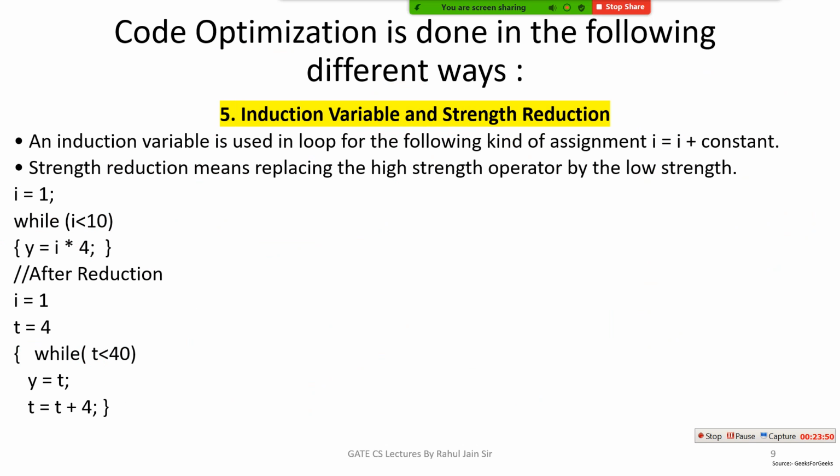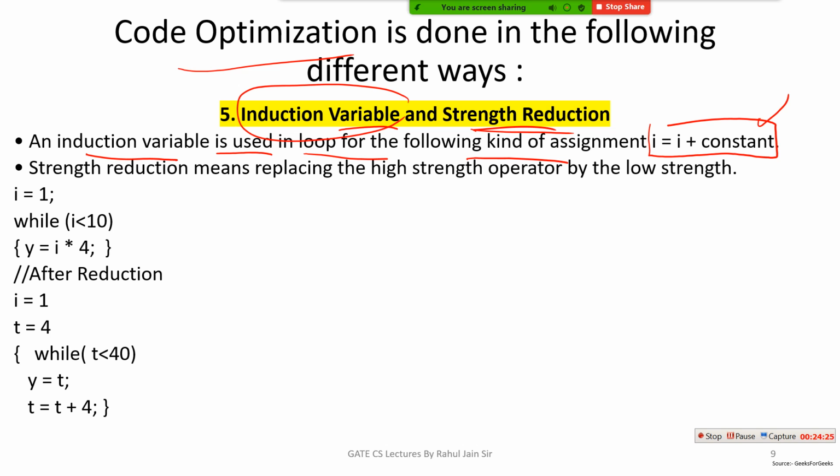And the next one is induction variable and strength reduction. It is the fifth way of code optimization. Let us take the definition. An induction variable is used in a loop for the following kind of assignment: I equals I plus constant. If we have such an assignment, then in that assignment we are going to use induction variable and strength reduction.